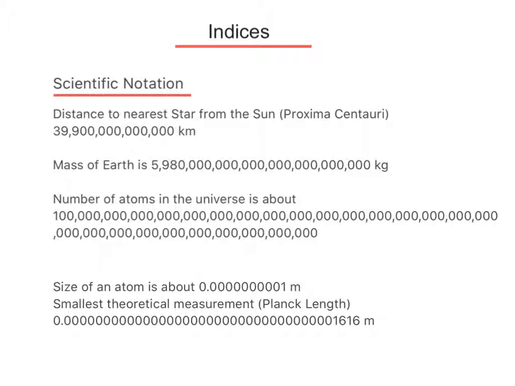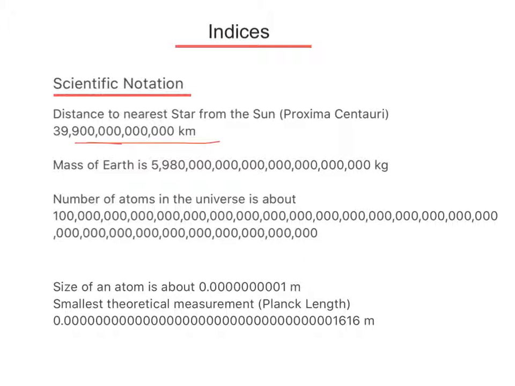One place where indices can be extremely useful is when we're dealing with huge and or small numbers. To do this, we use something called scientific notation. Here are some examples of numbers that are really large or really small. The first one, the distance to the nearest star from the Sun, Proxima Centauri, is 39.9 million kilometres. That's a long way. In fact, it takes light 4 years to get to us from there.